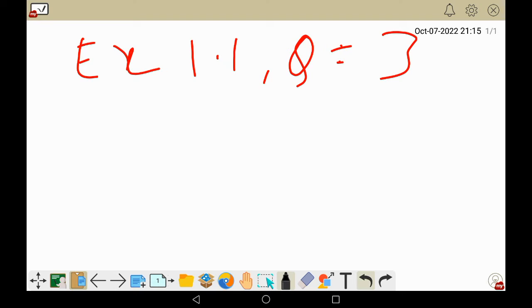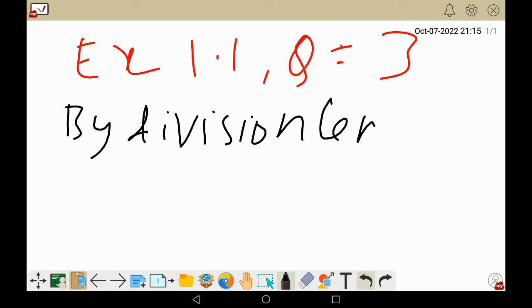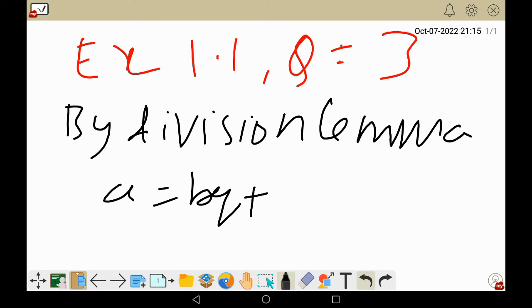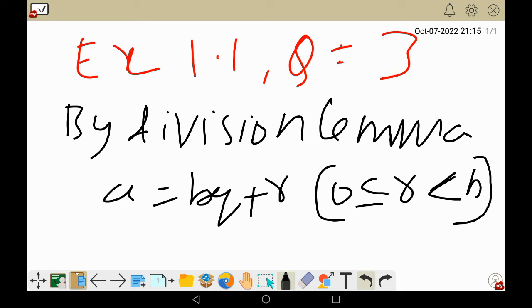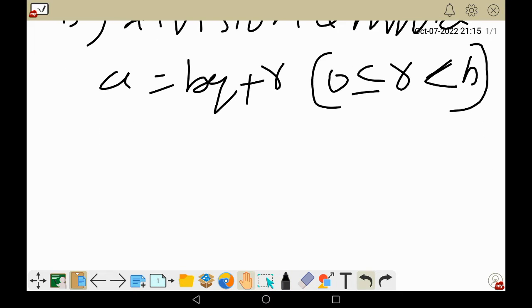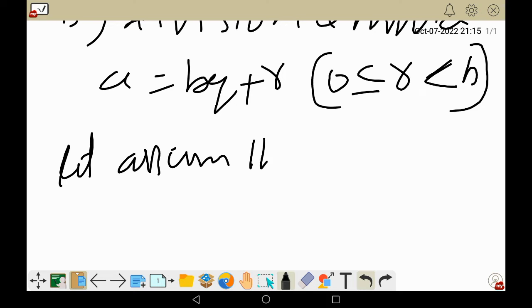First of all, we know the division lemma equation: A is equal to BQ plus R. The value of R must be 0 less than or equal to R, less than B. The value of R must be less than the value of B. So let us assume that A is any positive integer.